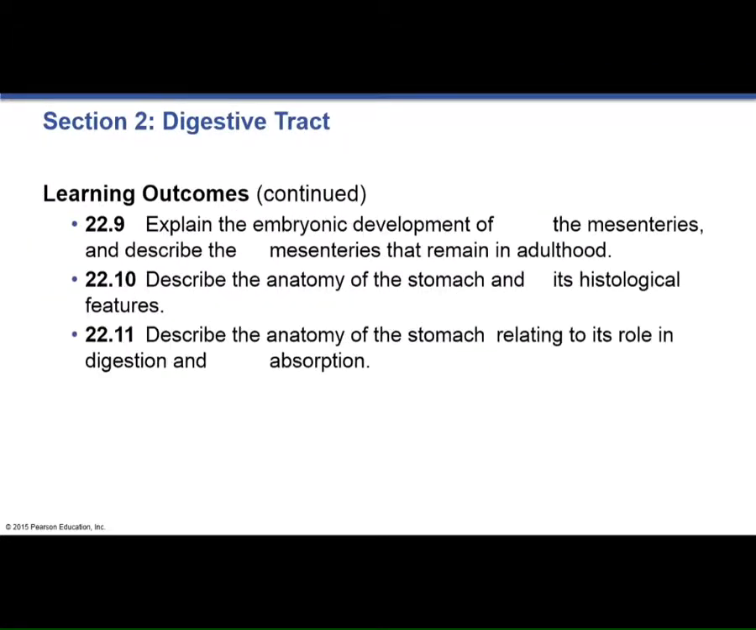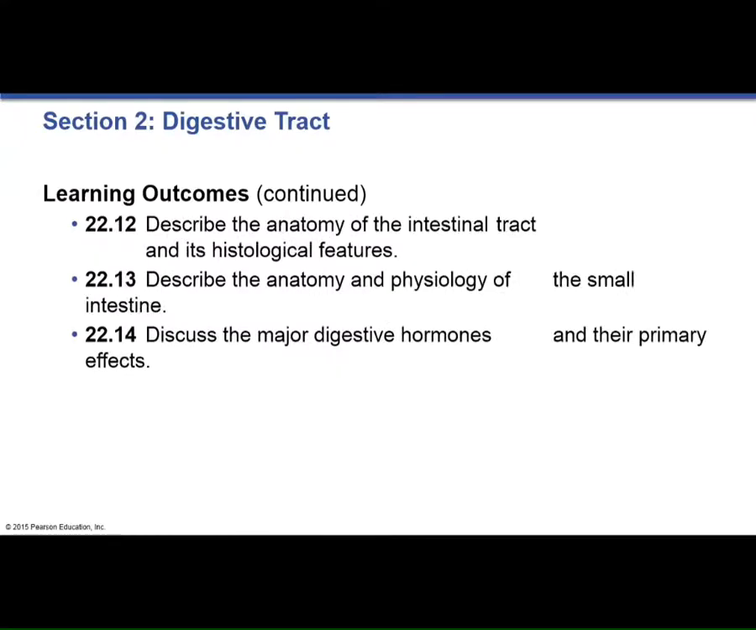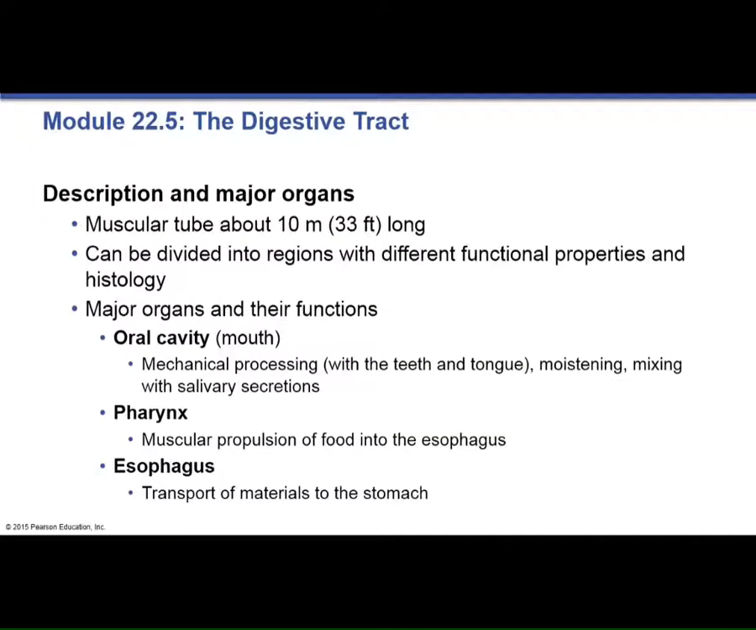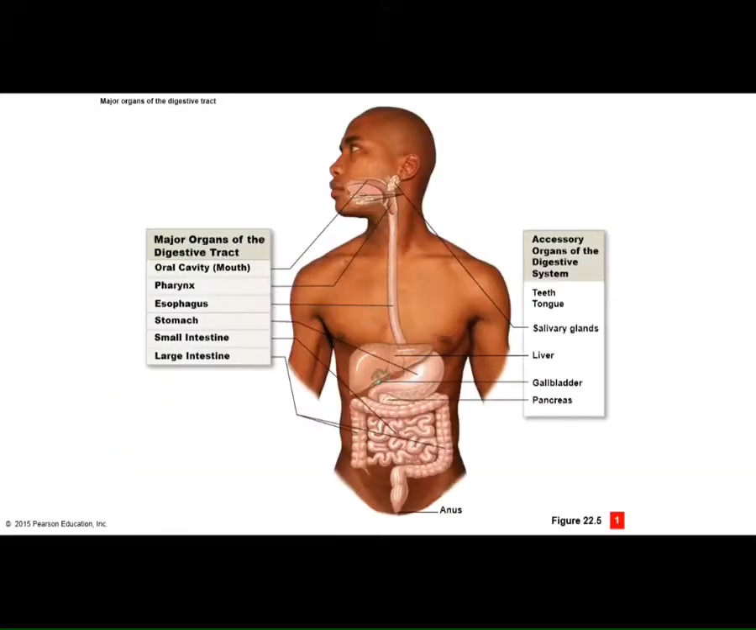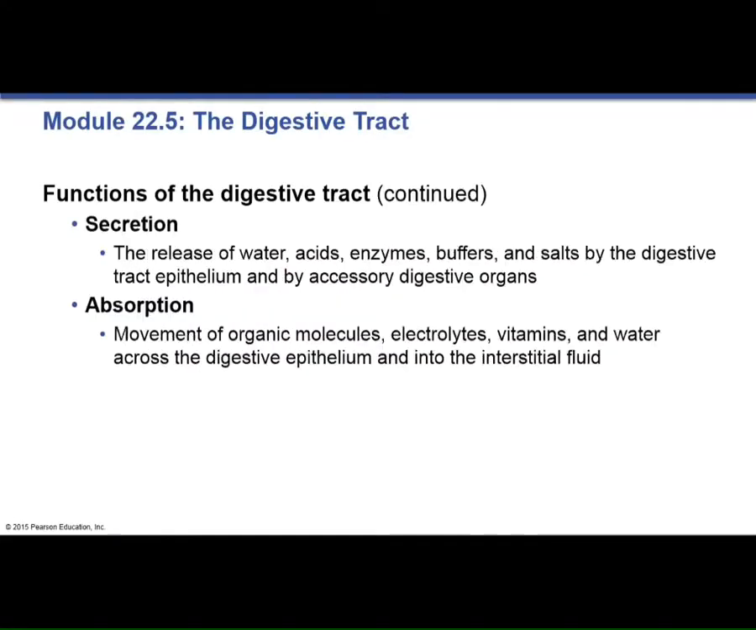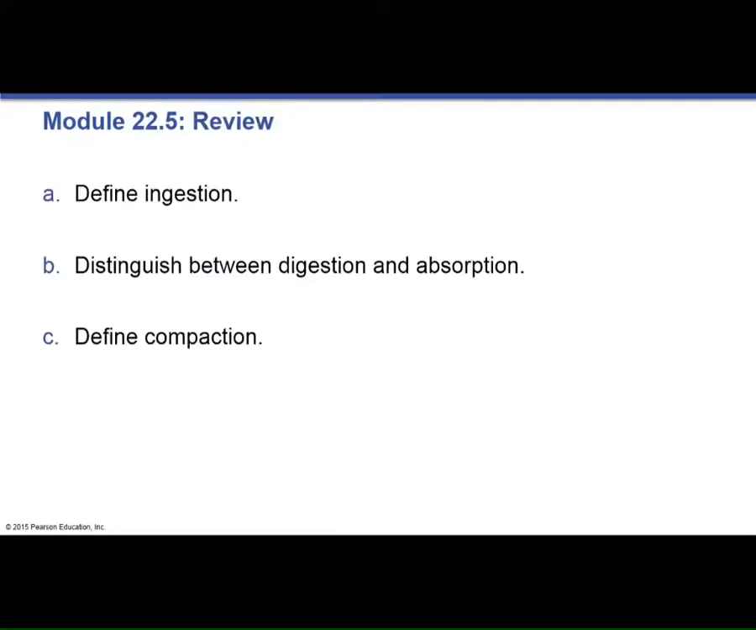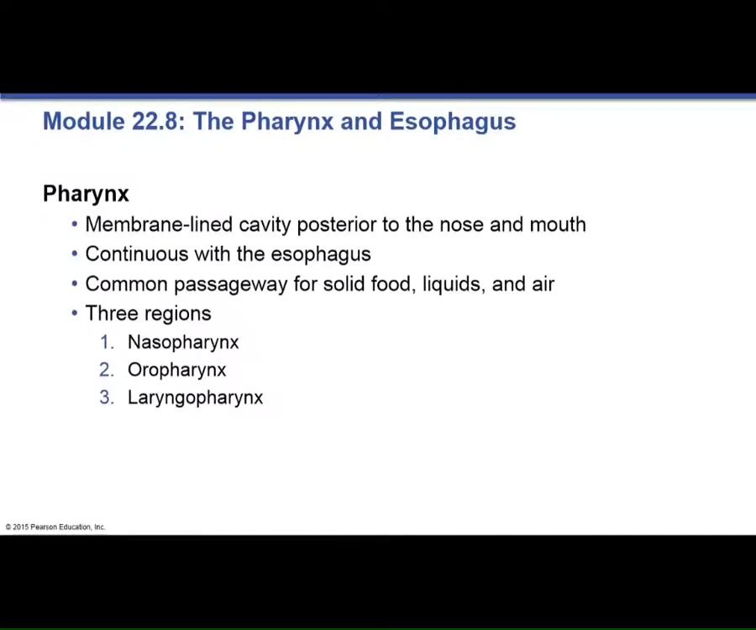So five we're skipping over, because five is just looking at the major organs of the digestive tract. So please go back and review the basic structures there. And then six and seven, I told you we were skipping altogether, so those are not even in the notes.